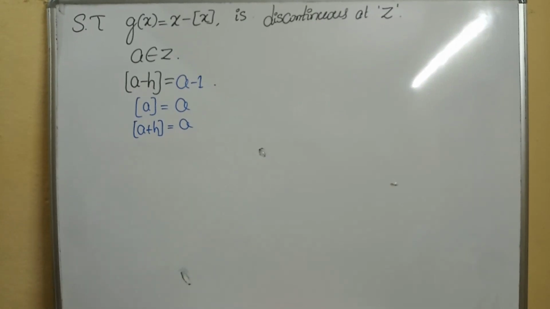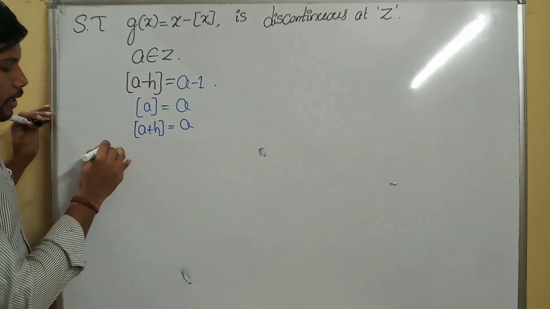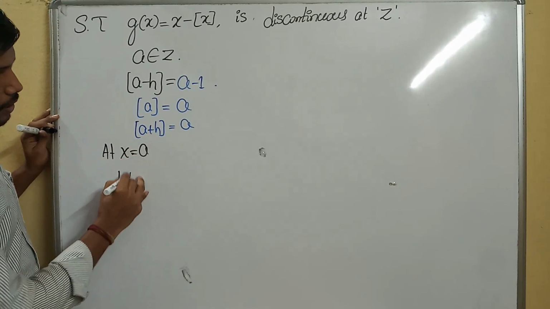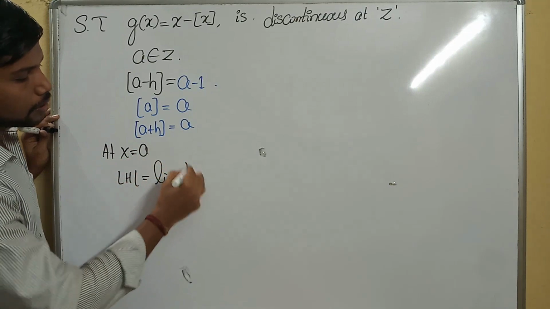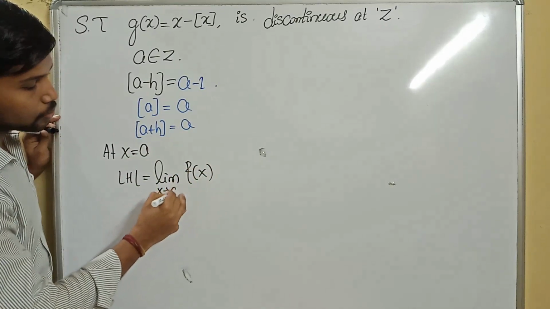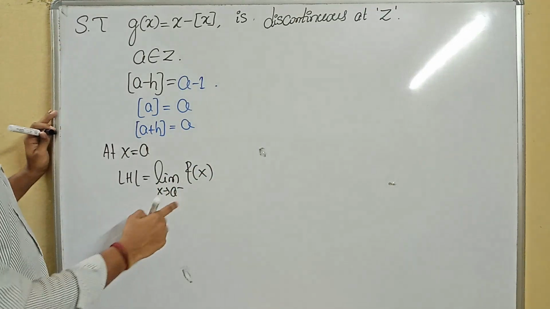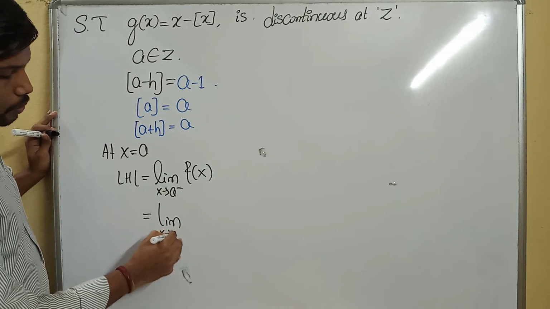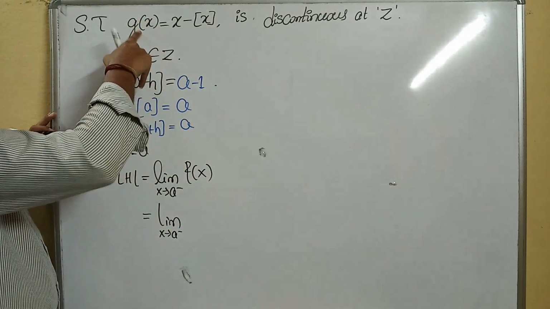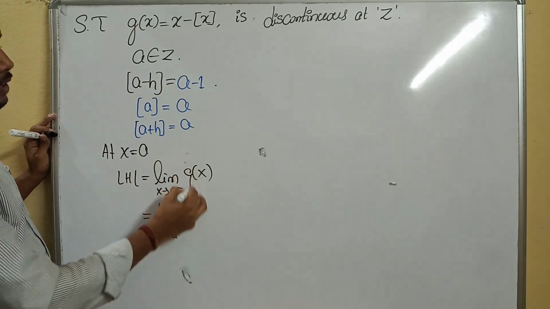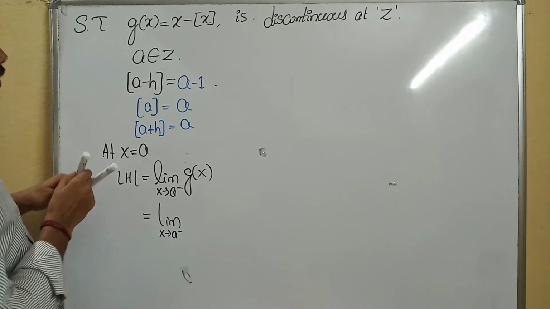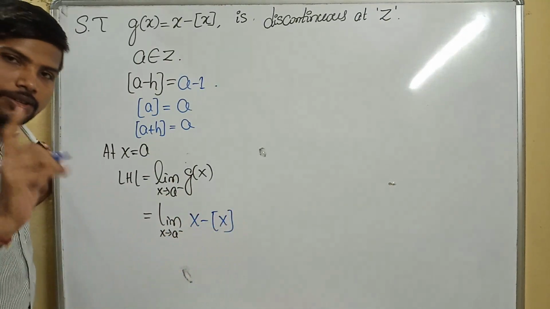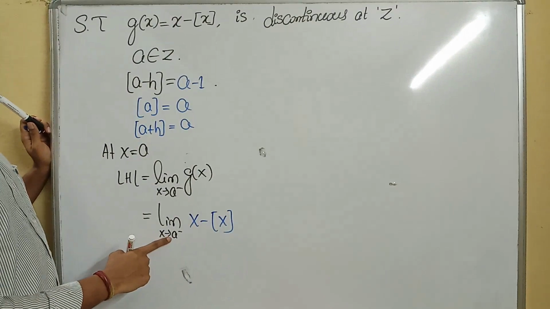Next, I'd like to define the continuity at x is equal to a. Now I'd like to define LHL. What is LHL? It is the limit of f of x as x tends to a minus. Here the given function is g of x, so I need to write g of x. What is g of x? g of x will be x minus the greatest integer function of x. Got the point clearly?